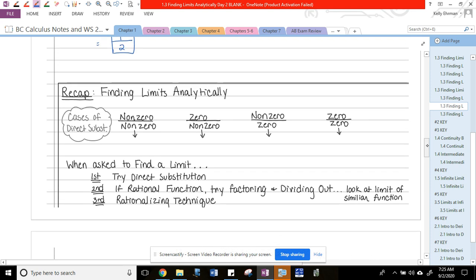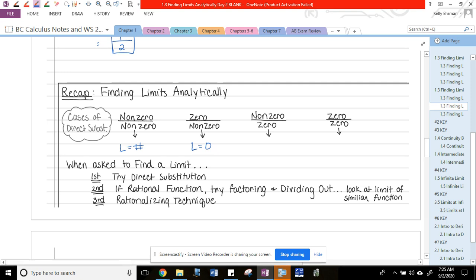All right, so recap of what we're talking about here. When I'm doing direct substitution, if I get a non-zero divided by a non-zero, I'm just getting the limit, which is equal to whatever that number is. If I have 0 divided by a non-zero, that limit is equal to 0, right? Like 0 over 10 or 0 over 2, whatever.